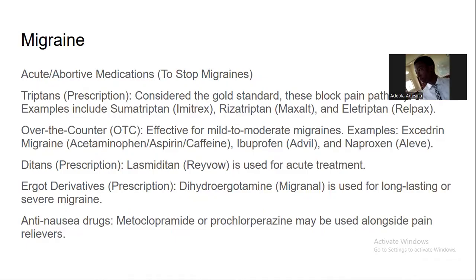Number three, we have ditans like lasmiditan. Number four, we have ergotamine, the ergot derivatives. And number five, we have anti-nausea drugs like metoclopramide and prochlorperazine, right, to relieve migraine.